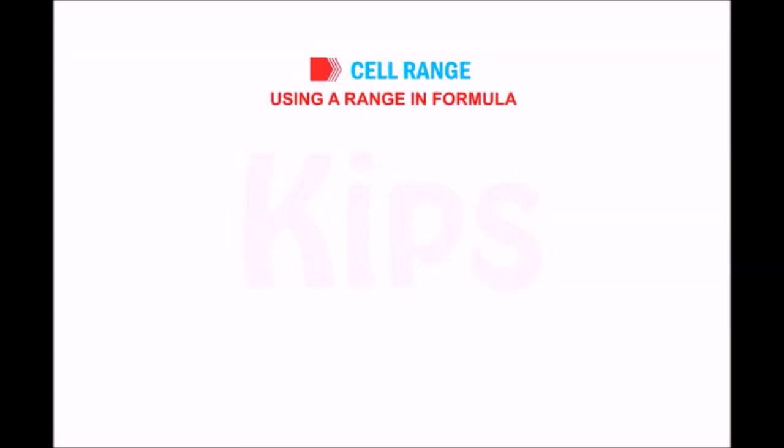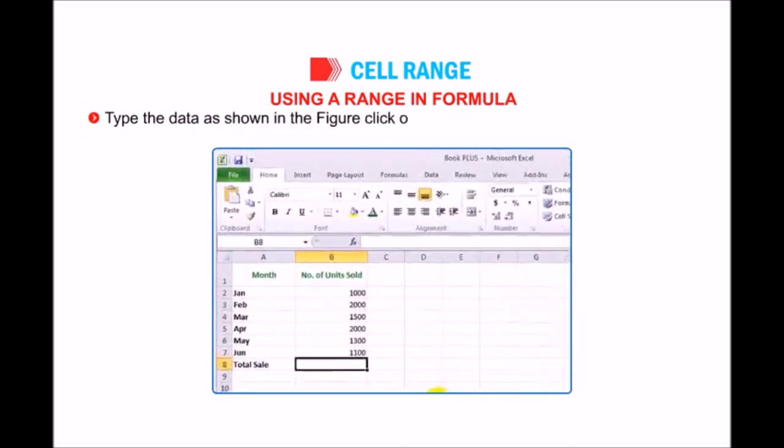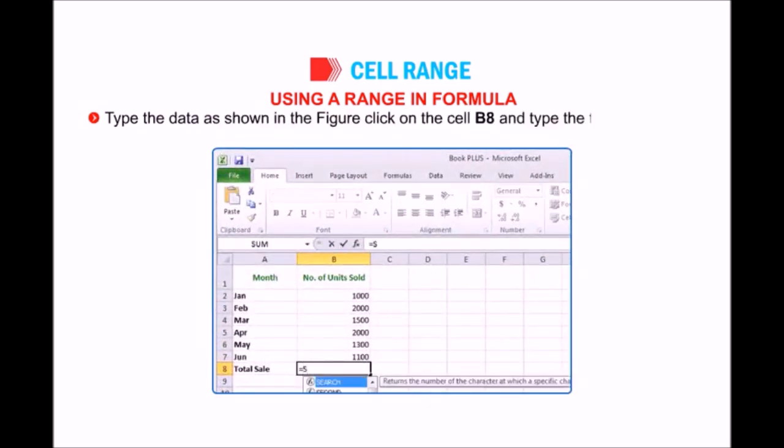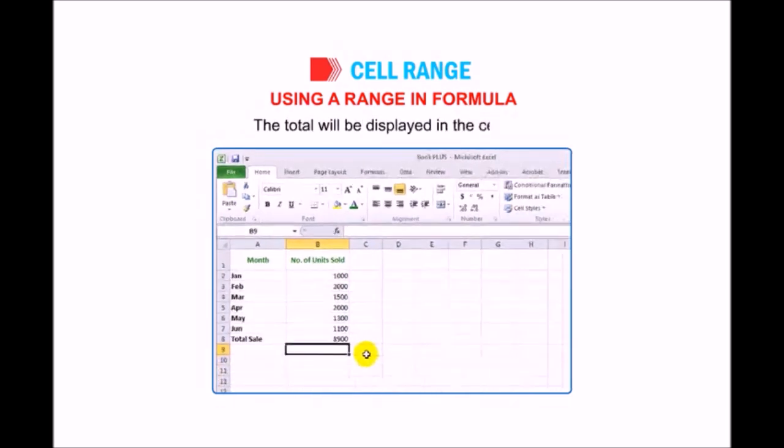Using a range in a formula. Type the data as shown in the figure, click on the cell B8 and type the formula equal to SUM(B2:B7). Press the Enter key. The total will be displayed in the cell B8.